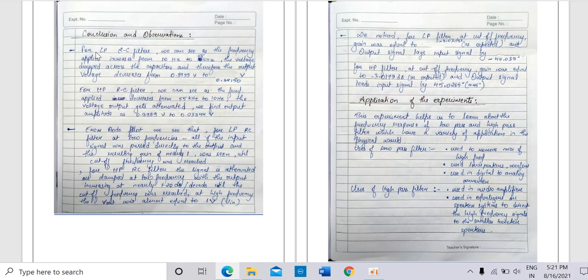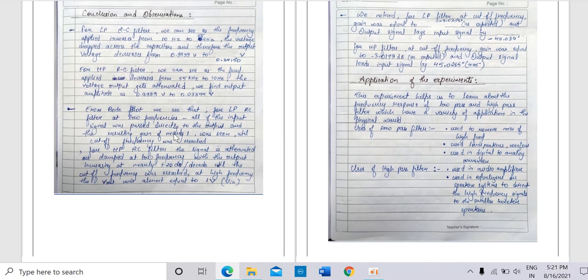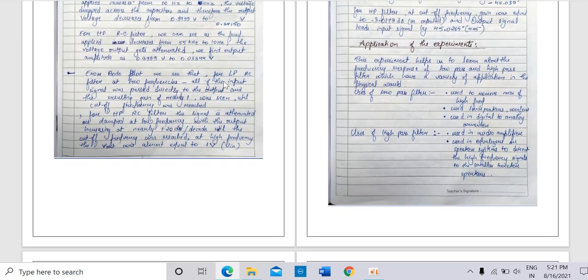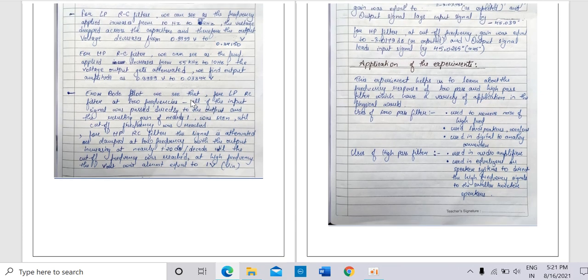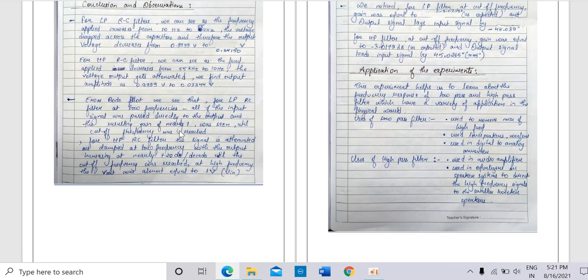For the low pass RC filter, we can see that as the applied frequency increases from 10 Hz to 55 kHz, the voltage drop across the capacitor increases, and therefore the output voltage decreases from approximately 1 volt to 0.34150. That is noted from the frequency response curve. Similarly, for the HP RC filter, as frequency increases, the voltage increases, and after the cutoff frequency, it nearly becomes equal to 1 volt. From the curve, we also see that for the low pass RC filter at low frequency, all of the input signal was passed directly to the output, and a gain of nearly 1 was seen until the cutoff frequency was reached.